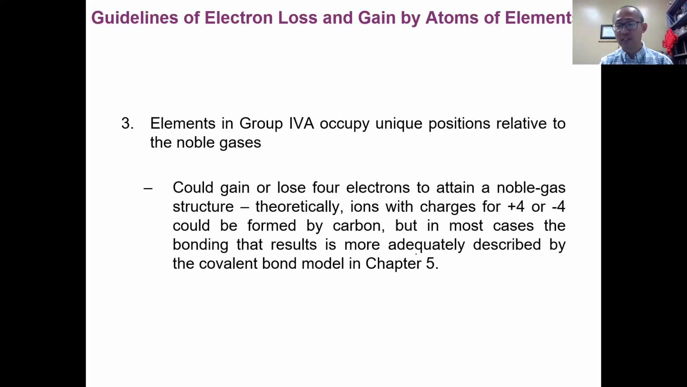For group 4 elements, because they have 4 electrons, it's hard for them to either gain or lose. So most likely these elements will achieve noble gas configuration through sharing instead of really giving or gaining. Okay, that's the topic of chapter 5. So normally you don't see ionic bonding for group 4 elements because again, they have 4 valence electrons.